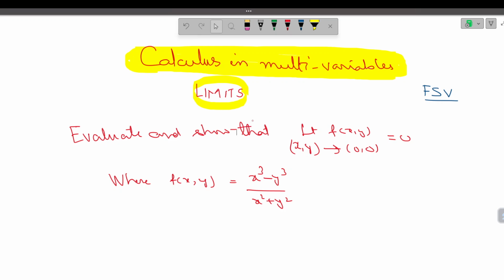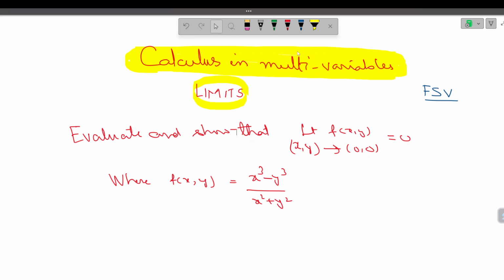Hi everyone. Today we'll discuss a problem on calculus of multivariable functions, or functions of several variables. Evaluate and show that the limit as (x, y) tends to (0, 0) of f(x, y) equals 0.